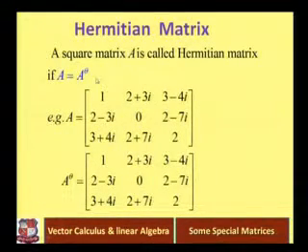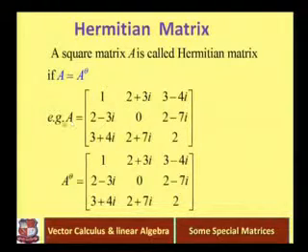Now we define Hermitian matrix. A square matrix A is called Hermitian matrix if A is equal to A theta. That means if we take the conjugate transpose of the original matrix A, the matrix A remains unchanged.